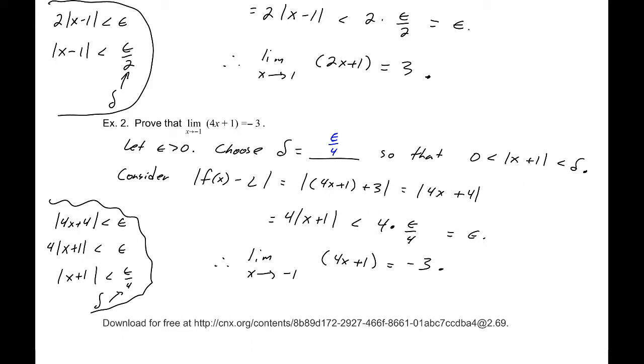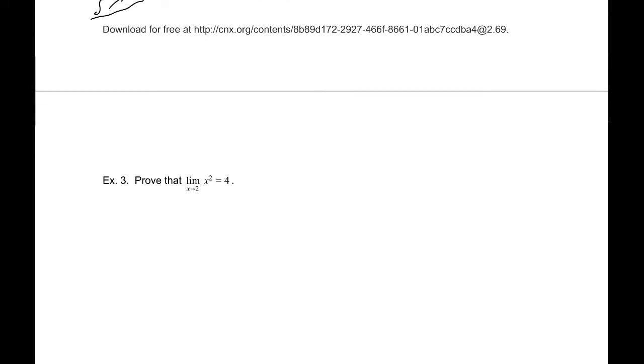All right, let's move on to one that's a little bit more complicated. We have a quadratic here. Prove that the limit as x approaches 2 of x squared equals 4. This is going to begin the same way. Let epsilon be greater than 0. Choose delta equal to something so that the absolute value of x minus 2 is between 0 and delta.